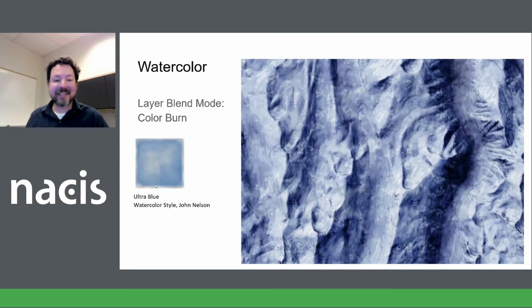Here's one more example using the watercolor style from John Nelson on the Esri styles. And this is a nice overlay. And it's, again, blending through 9 or 10 different layers of hillshade polygons in addition to the hillshade itself for a nice modeled watercolor effect.